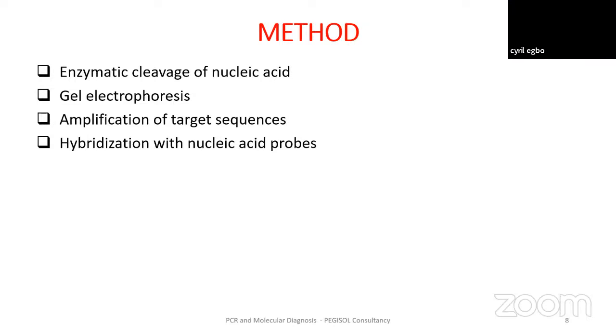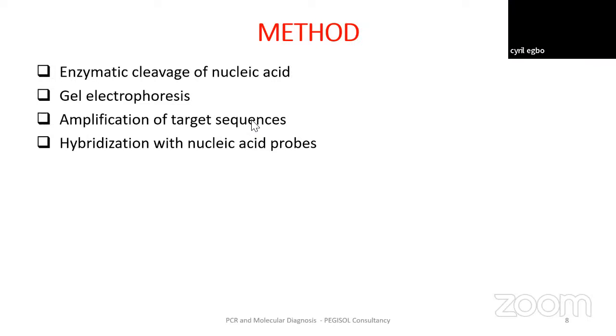So there are different methods of DNA molecular diagnosis. Number one is enzymatic cleavage of the nucleic acids. Then we have gel electrophoresis. We have amplification of target sequence, which is the PCR process. Then we have the hybridization process with the nucleic acid probe. This one you can find when you are doing phenotyping. So these are methods of molecular diagnosis.